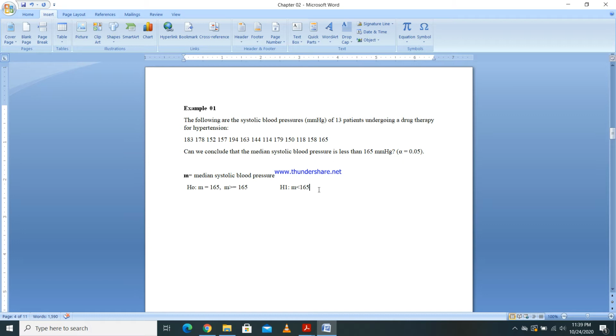Now we have written the hypotheses. So the next thing is, how are we going to calculate the test statistic? We have to test whether the median value is less than 165, so the given median value is 165. First you have to take your data set and subtract 165 from each and every data point.